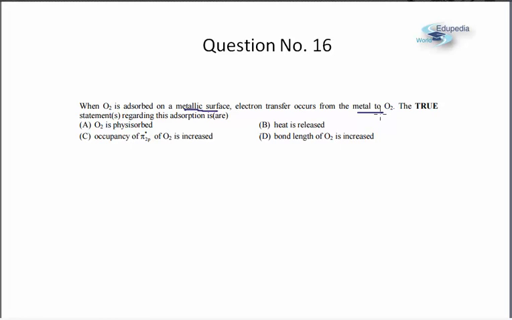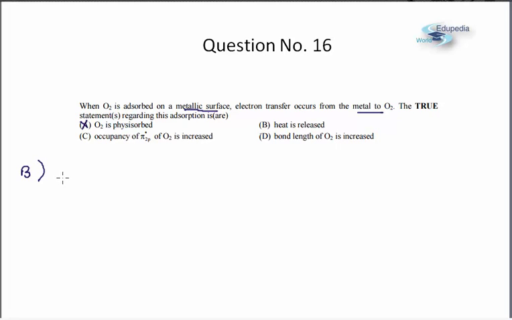The true statements regarding this adsorption are: O2 is physisorbed. Of course not, because there is a transfer of electron, that means metal is oxidized and O2 is reduced. So there is a chemical reaction taking place, and this is a clear-cut example of chemisorption and not physisorption. So A is ruled out. Let us look at option B.